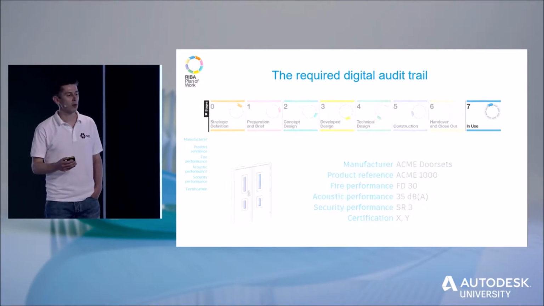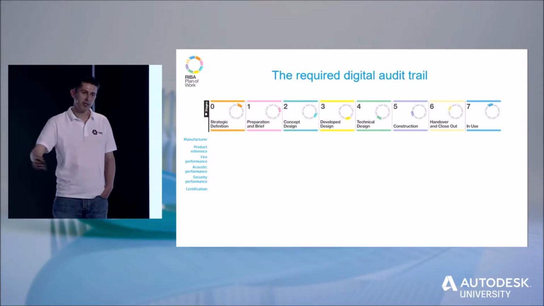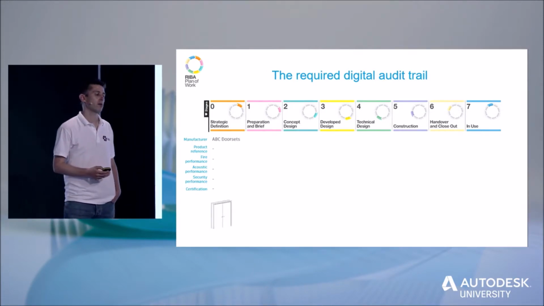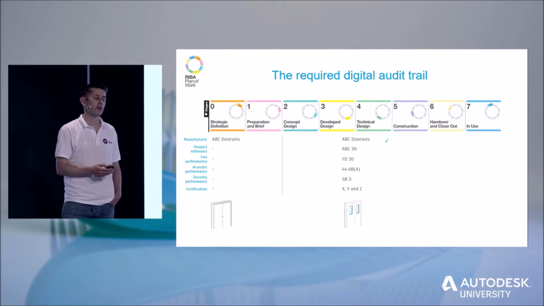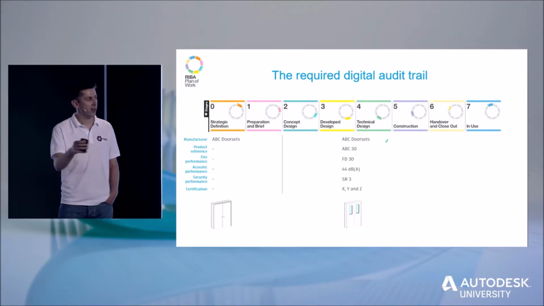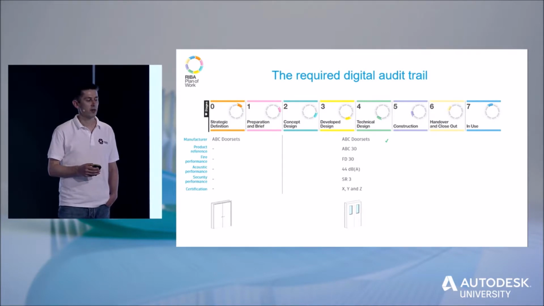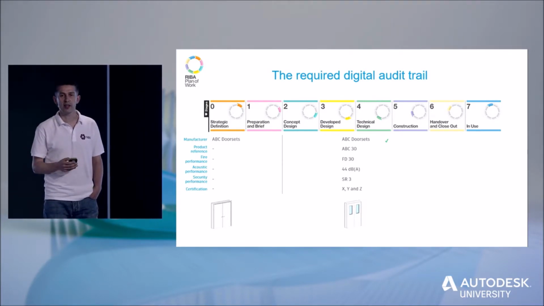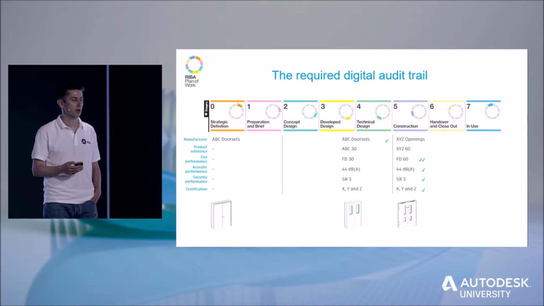And where we need to go is build that thread of information through the timeline. So you've got the initial brief, you do the design, and then you can check, you can verify that design against the initial brief. Are we using the door set from that particular manufacturer that the client asked for?